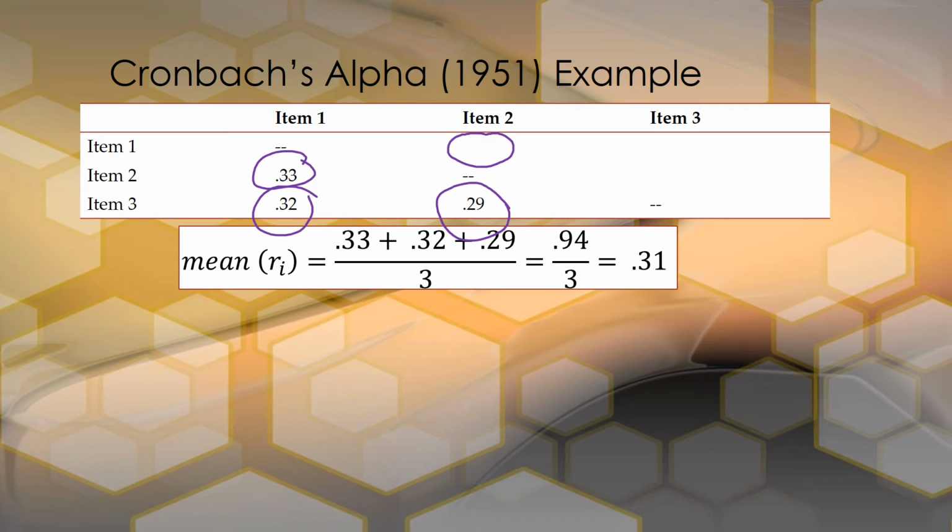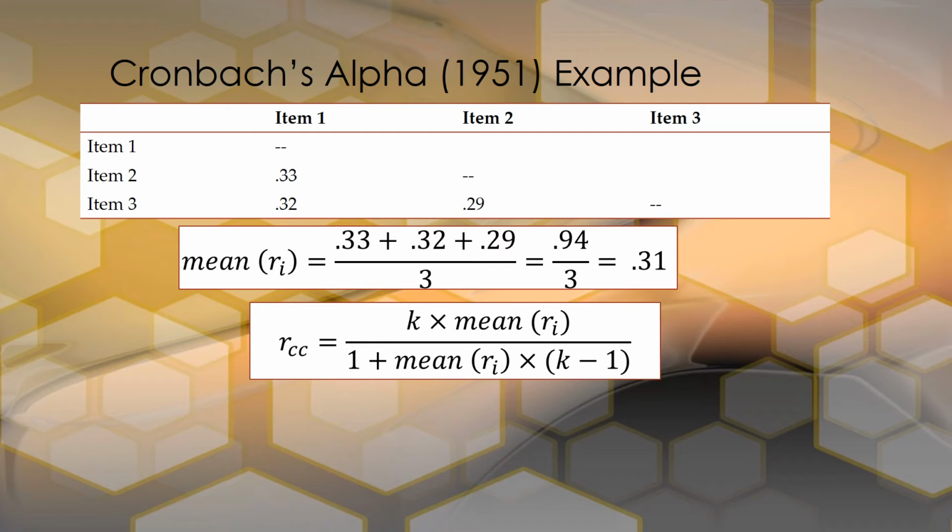So here we have the mean of the correlation. I'm going to use Ri as the inter-item correlation, and we're just going to find the mean of them. So I'm just adding 0.33 plus 0.32 plus 0.29 and dividing by 3 because there's 3 of them. And we get 0.31 as our mean inter-item correlation. So remember, these are called inter-item correlations. So we're getting the correlation between items. That's why it's called inter-item correlations.